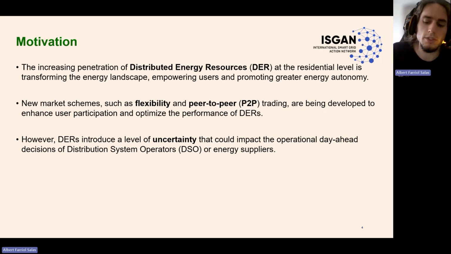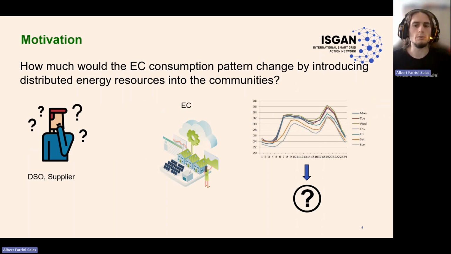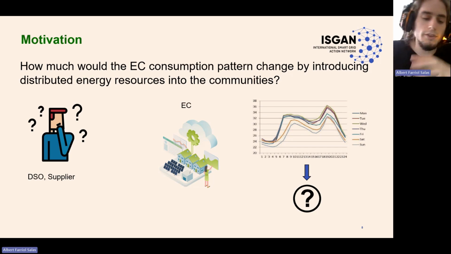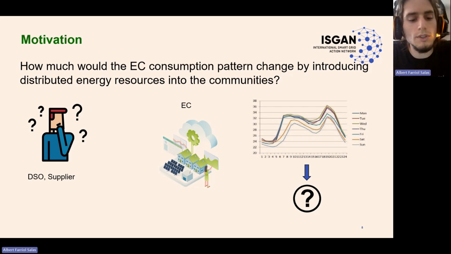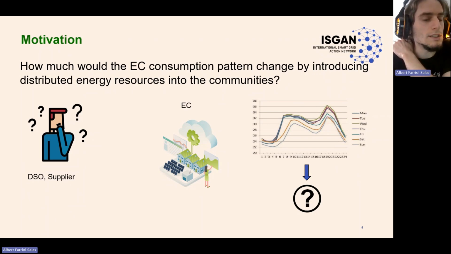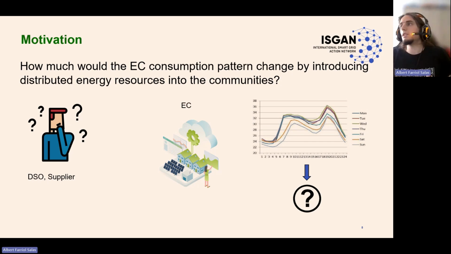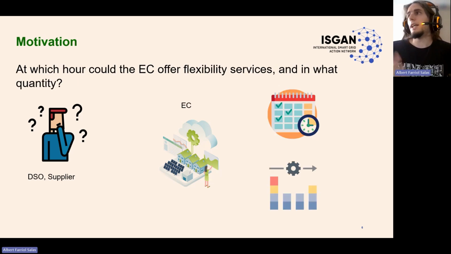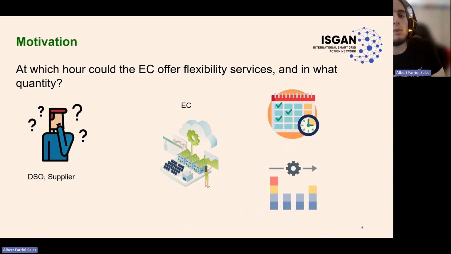mind of the DCO, because as a DCO, before the energy communities, you knew really well what the consumption pattern was, but now if you merge into an energy community, the pattern will be changed, and as a DCO you would like to know how much this pattern will change and how it will be represented, and also at which hour the energy community could offer the flexibility service and in what quantity?